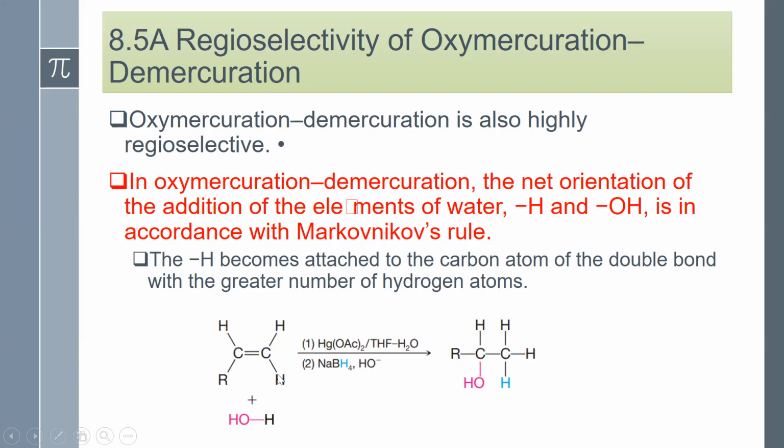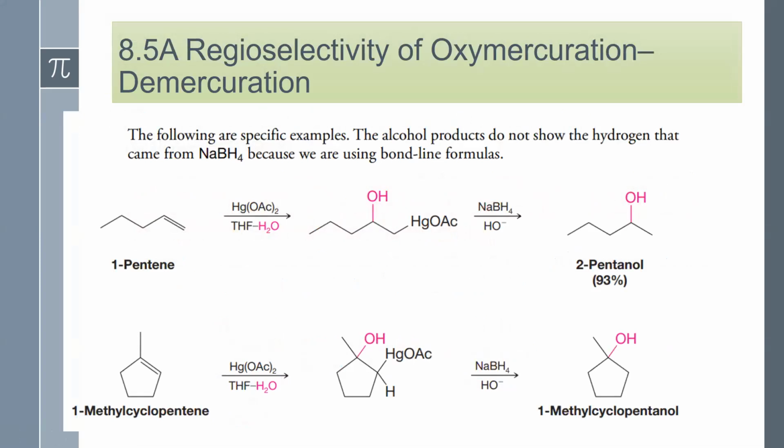First step. So the mechanism, again, this one follows Markovnikov's rule. Example, you have your alkene here, you get your HgOH. Your end product is you have your hydrogen and you have your OH here. It follows Markovnikov's rule, as you have your reagent mercuric acetate and THF water. THF is tetrahydrofuran, an organic solvent in a mixture with water.